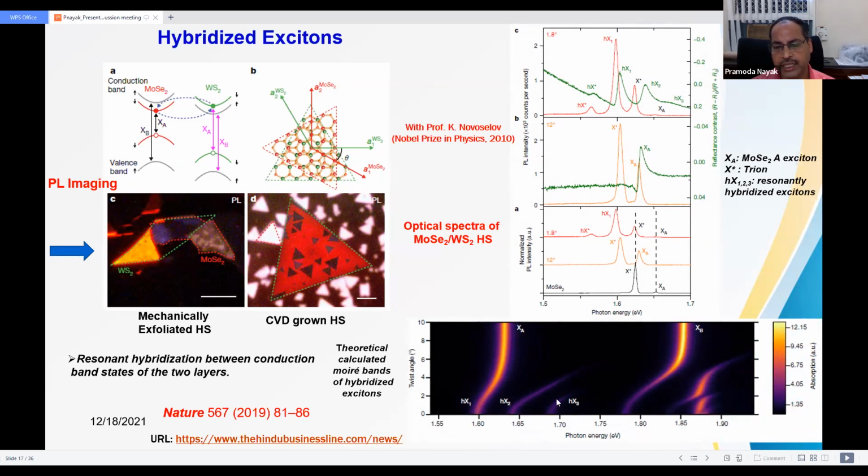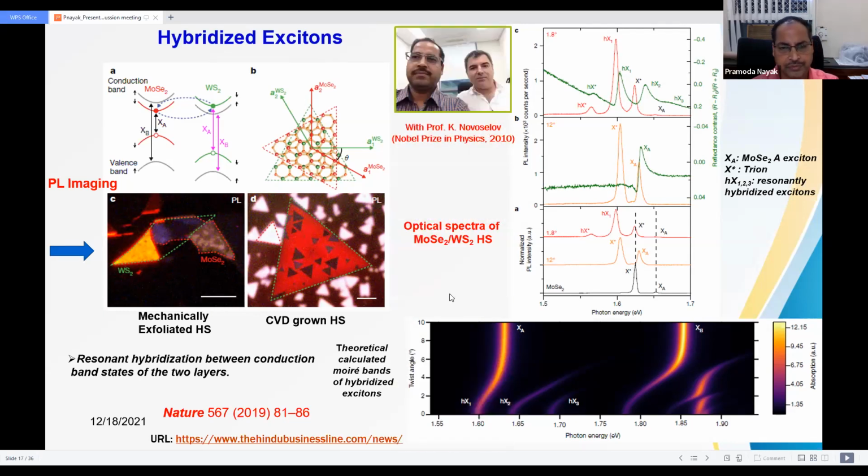And that is theoretically predicted. And this is experimental, we have verified using the reflection contrast spectroscopy as well as the PL spectroscopy. But at other angles, we cannot get this hybridized exciton. So this was published in Nature in 2019, and this was a collaboration with Professor Novoselov.